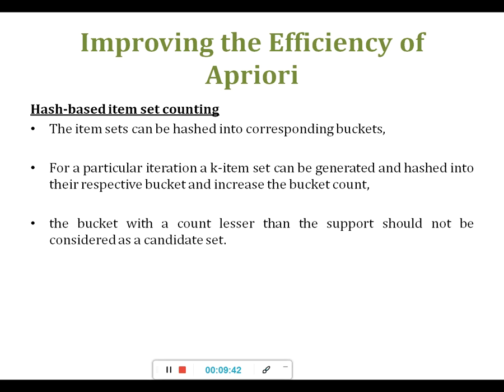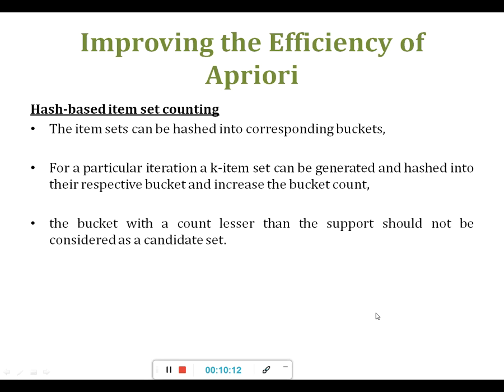Meaning we are generating the one-frequent, two-frequent and three-frequent item sets, and according to those item sets we are going to generate the buckets also. One bucket, two bucket, and according to your k item sets we hash them into their respective buckets. If we do so, then the count of the bucket is going to be increased.